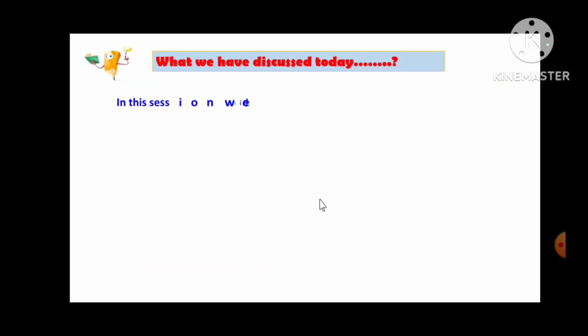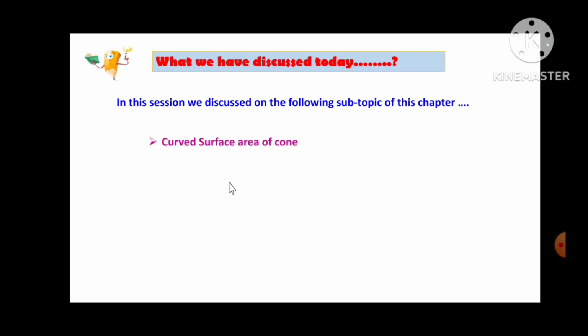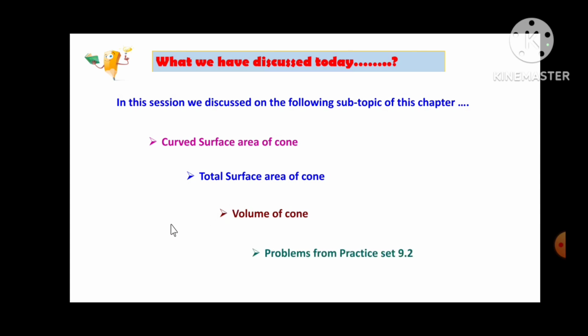Now friends, what we have discussed today in this session is curved surface area of the cone, total surface area of the cone, volume of the cone, and problems from the practice set 9.2.